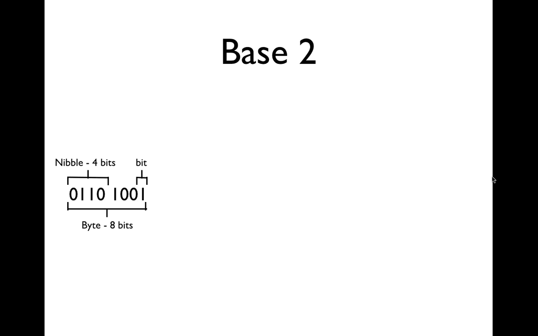So binary is base 2. And as you can see already on the left, normally binary comes in bytes, which are 8 bits. A bit is 1 digit. And there's also nibbles, which are 4 bits. Just a play on words, of course.